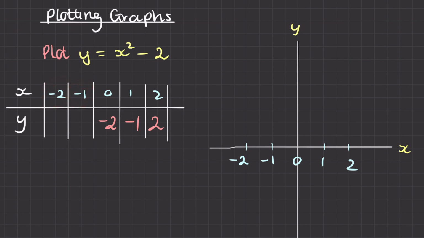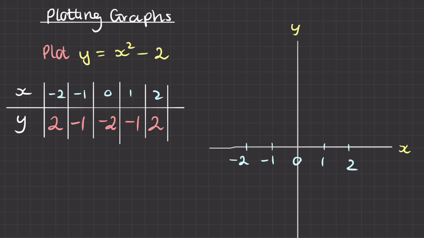-1 squared -2. Well, -1 squared is 1, because a minus times a minus is positive. So 1 take away 2 is -1. So this is -1 here. And when x is -2, so -2 squared -2, again a negative number squared is positive. So that's 4, isn't it? 4 take away 2 is 2. So that's making 2.